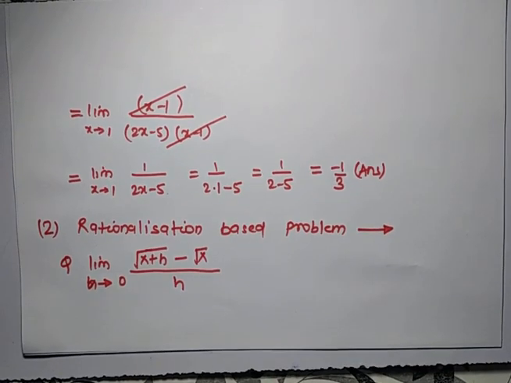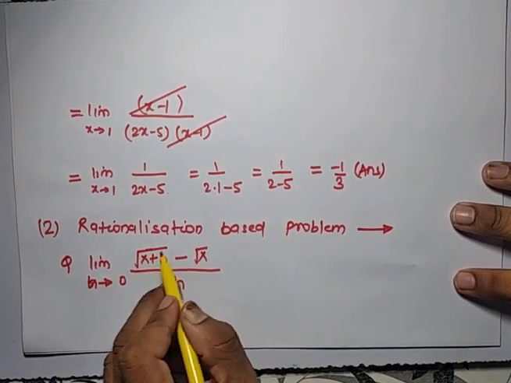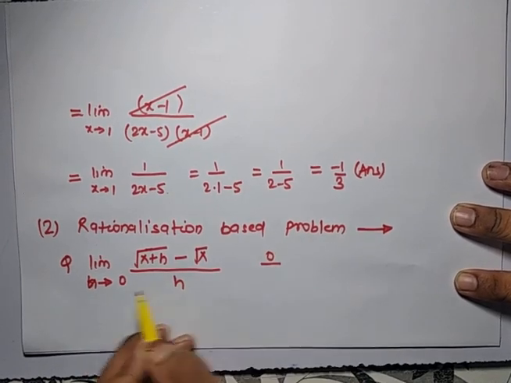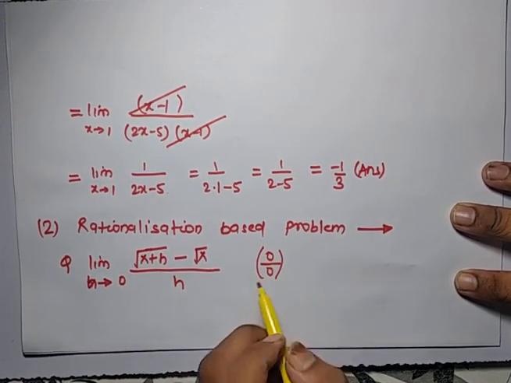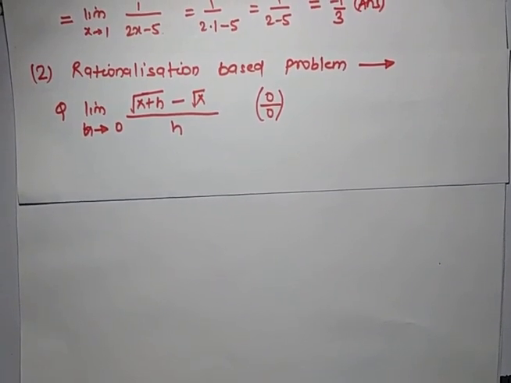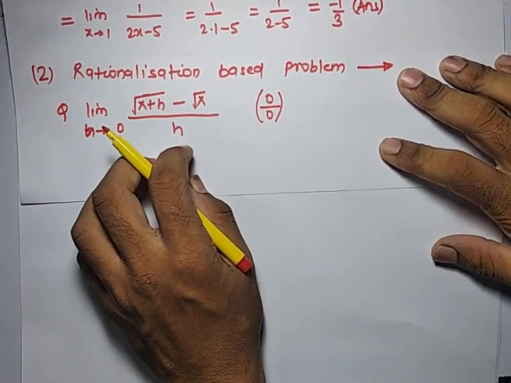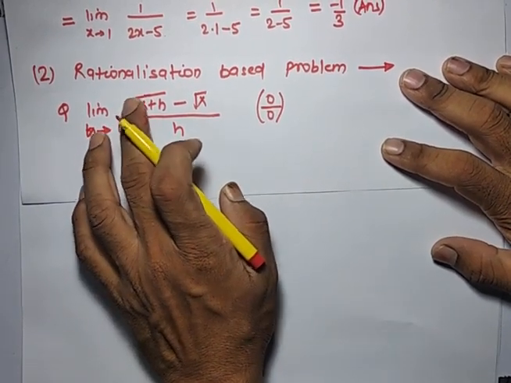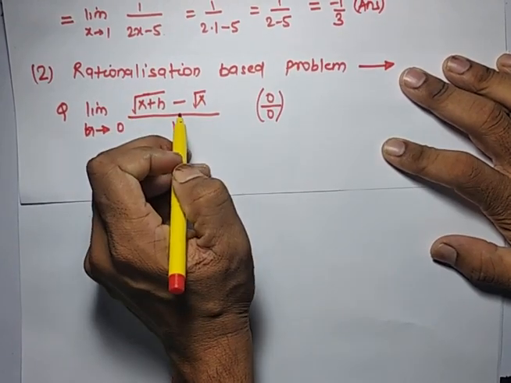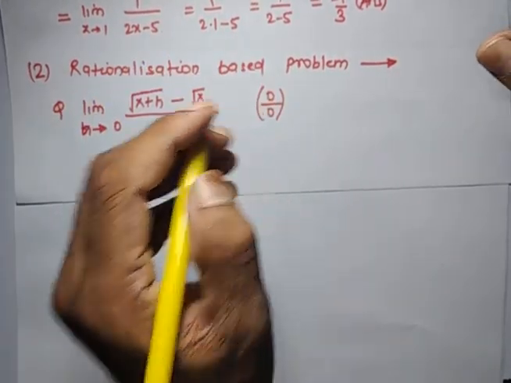Our first step is to check whether this limit is 0 by 0 form or infinity by infinity form. So put h equal to 0 in this expression. So here h is 0, so the expression becomes root x minus root x, 0 by h, equal to 0. So 0 by 0 form. So the given limit is 0 by 0 form. To solve a rationalization based problem, we always try to remove the root in numerator or denominator. So how can we remove the root? We just rationalize this function. So the basic idea is, when you see a square root in numerator or in denominator, you always try to remove it.